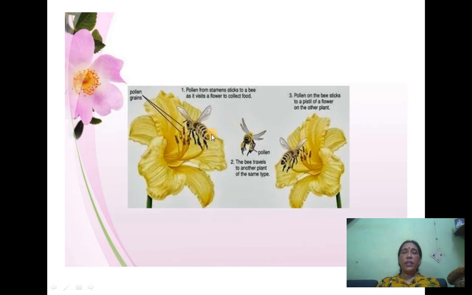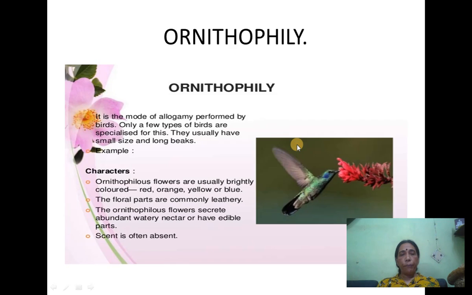See here, the insects are visiting the pollen grains. They have a landing surface, and the pollen grains stick either on their body or wing parts, and they are transferred from this flower to this. Then comes the next, ornithophily.